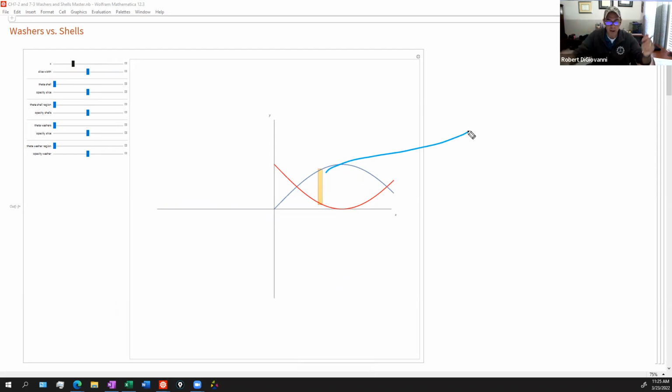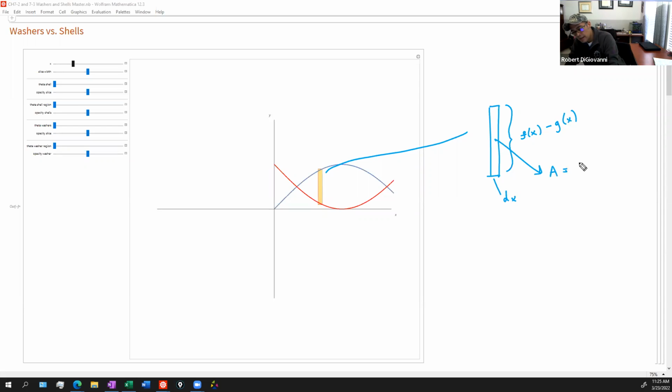Just when we were trying to do area, we said, okay, we're going to find the area of that one rectangle. And we said, well, this is just the top one, f of x, minus the bottom one, right? And we said that the width of it was dx. And so the area of that little sliver is just your f of x minus your g of x, multiplied times the dx. That's basically your width times your height. And that would give you the area of that one little sliver.